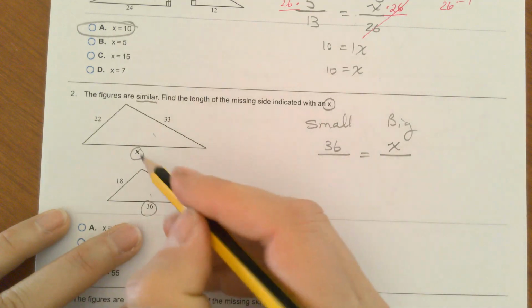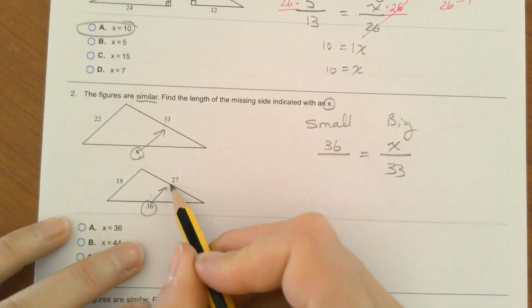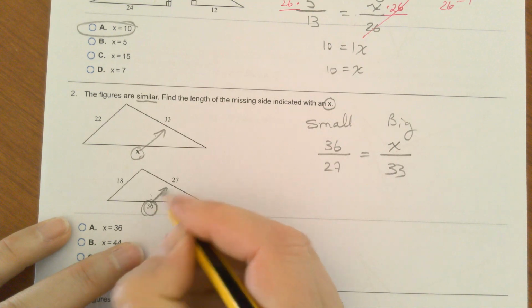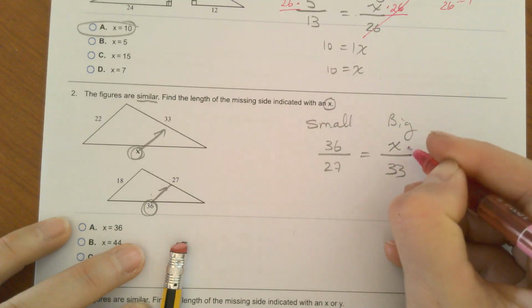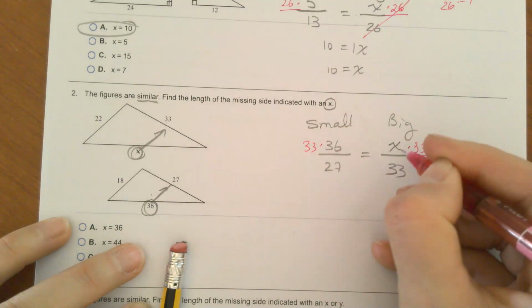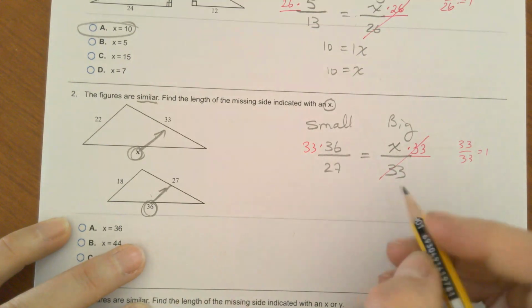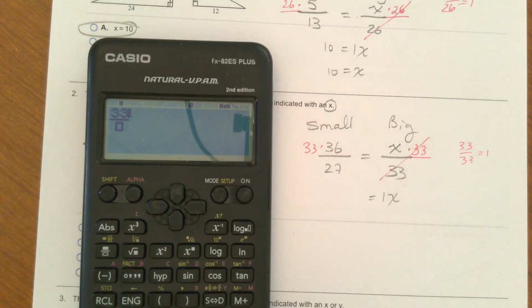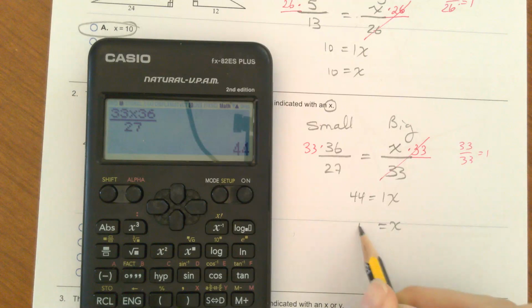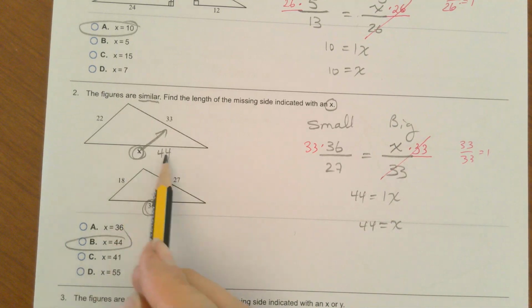Now I can pick another number. I'm going to take the big side. So 33 is on the big, and 27 is on the small. So this over this, this over this. Now x wants to be alone, so I have to get rid of the 33. So I do it to both sides. 33 over 33 is equal to 1, so that makes a 1x. And let's use our calculators for this. 33 times 36 over 27, 44. So x equals 44. What does that mean? It means this side is 44. Right here, x, so this side is 44.